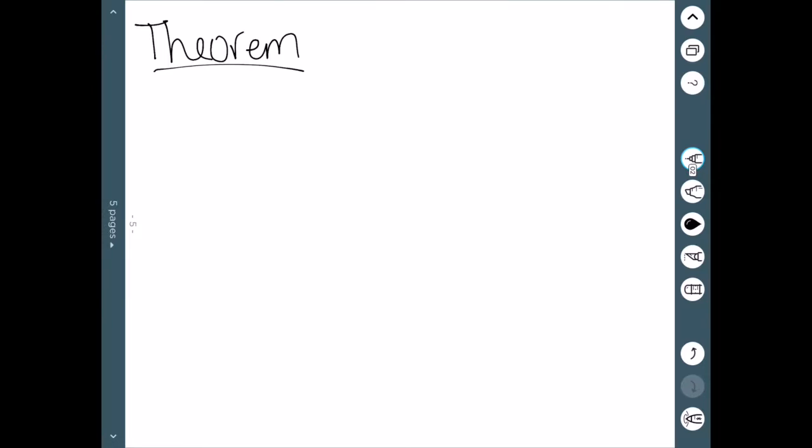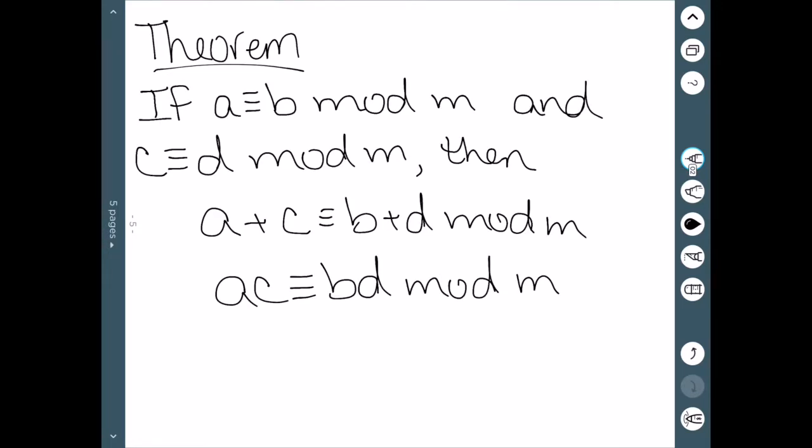We'll now actually look at performing arithmetic operations in modulo M. For this, if A is congruent to B mod M and C is congruent to D mod M, then A plus C is congruent to B plus D mod M, and AC is congruent to BD mod M. Essentially what this says is if we want to do either addition or multiplication in modulo M, we can either do our modular operation and then add or multiply, or we can add or multiply and then do our modular operation. So the order here doesn't matter.